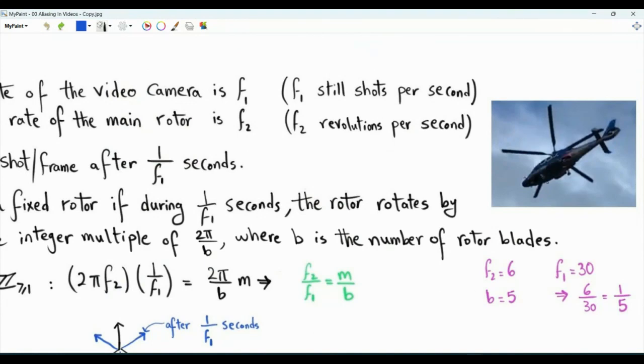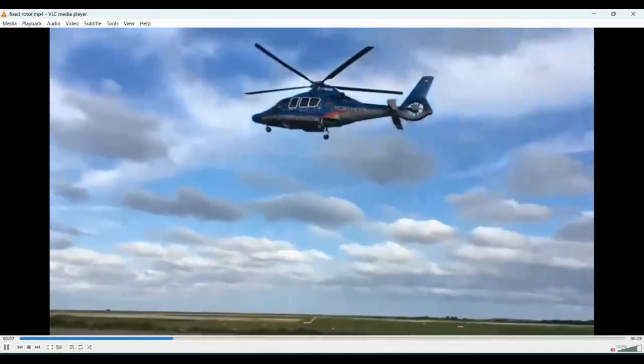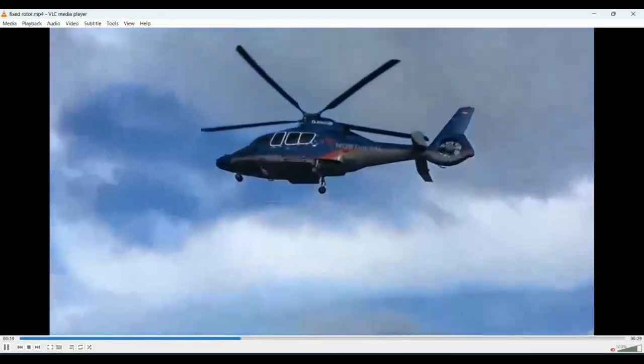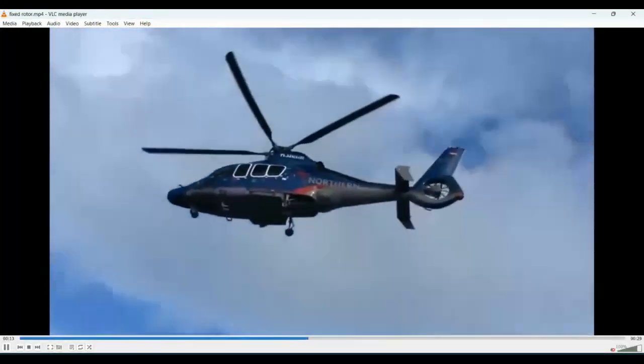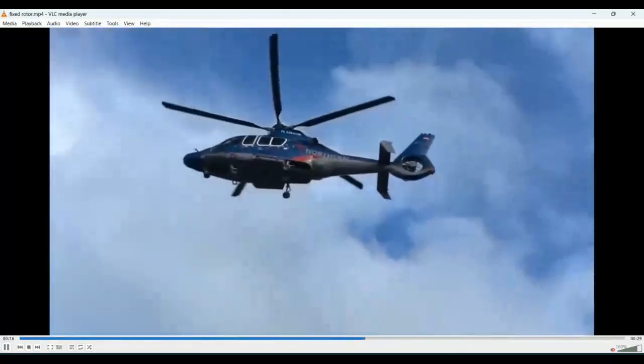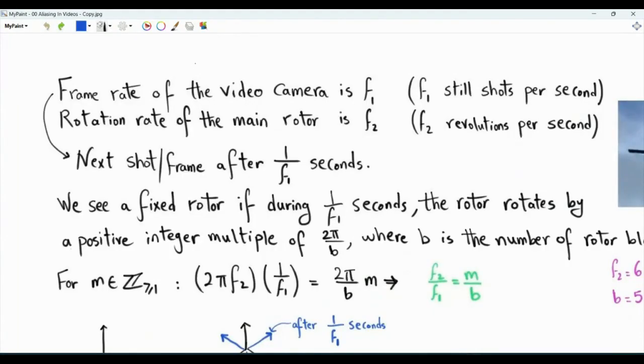This is about several videos showing helicopters or choppers with rotors that appear to be fixed or stationary. What we have seen is due to a certain relation between F1 and F2.